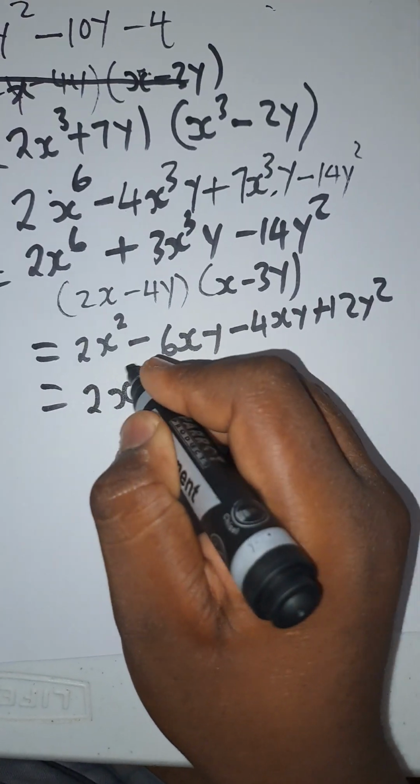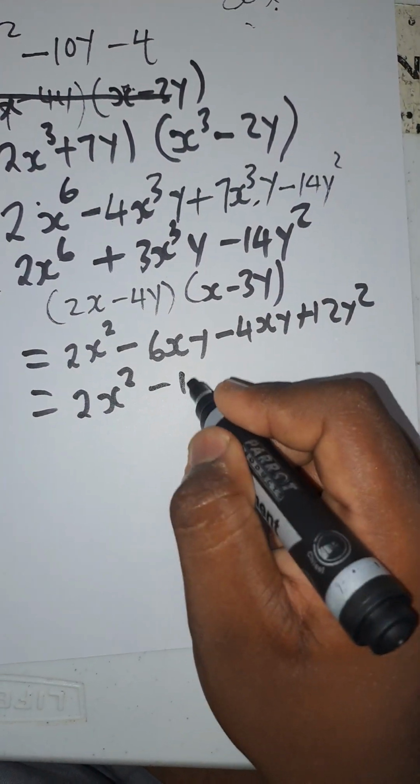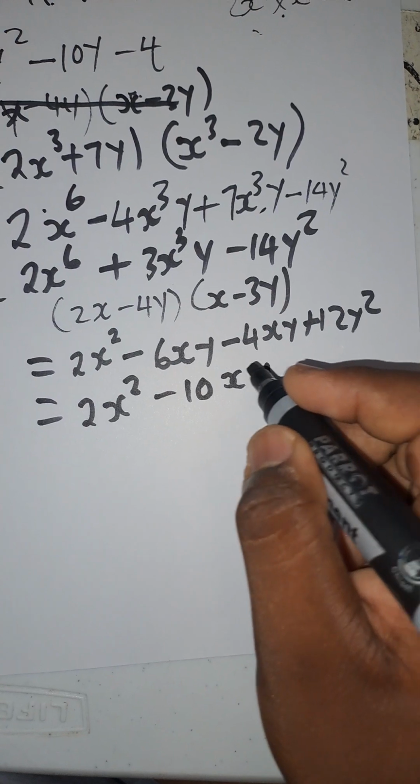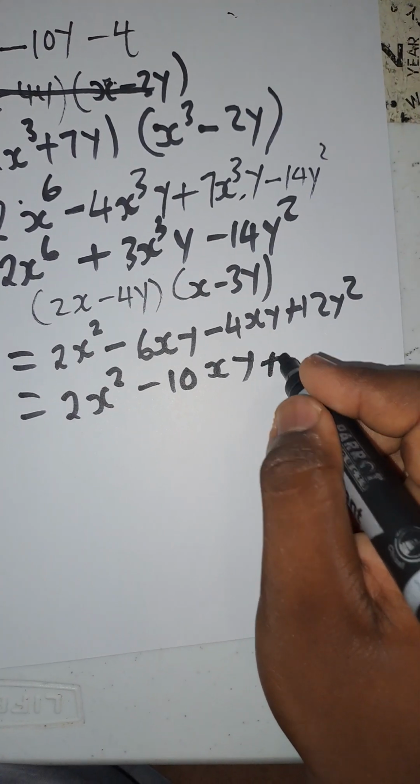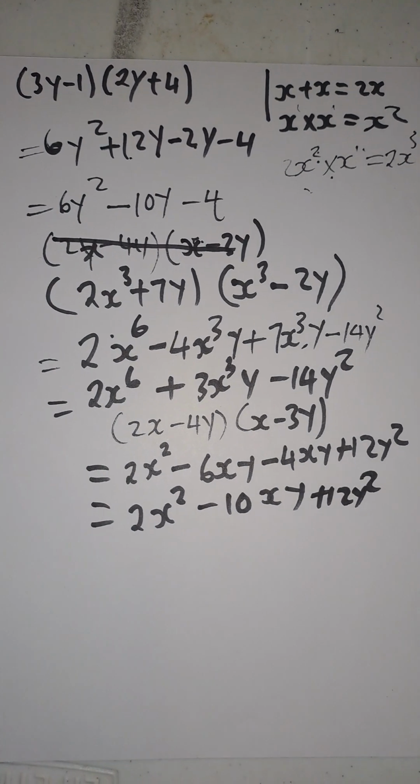So it is going to be 2x squared, negative 6xy, negative 4xy, it is what? Negative 10xy. Then plus our what? Plus 12y squared. Okay, so those are the things that I wanted to show you today.